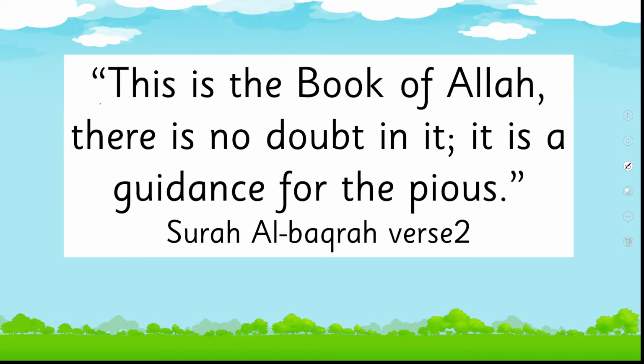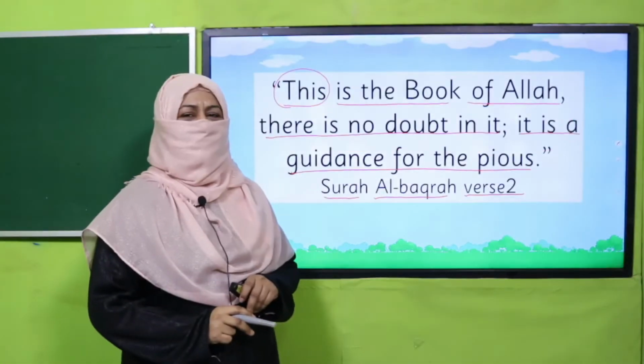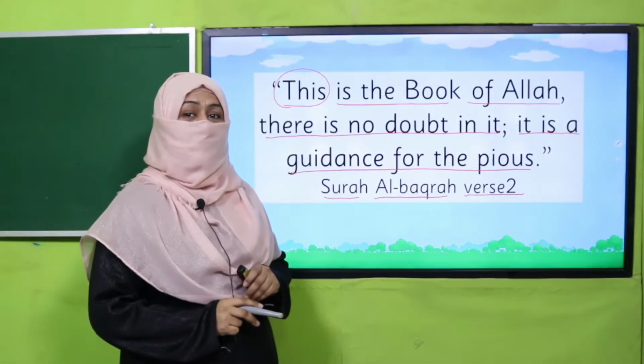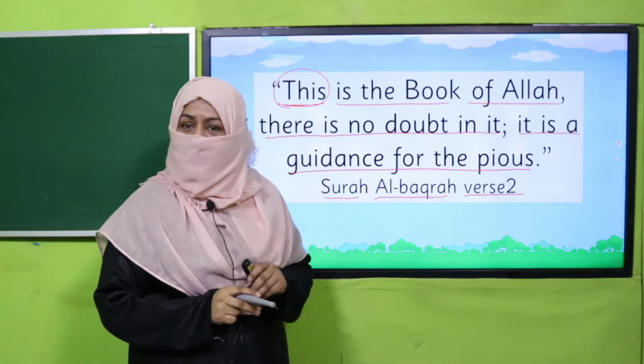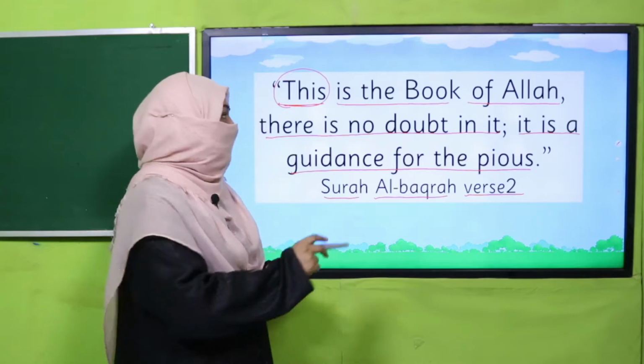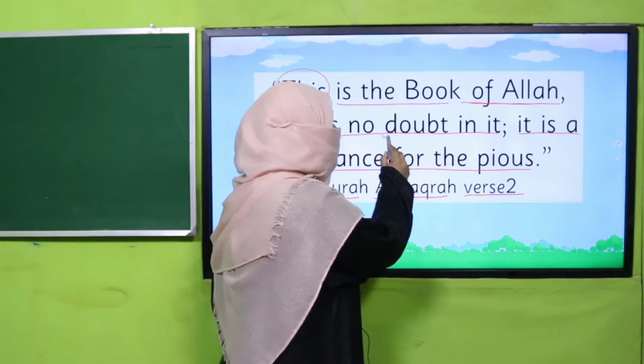Let's start with the name of Allah subhanahu wa ta'ala. Allah mentions in Quran, Surah Al-Baqarah, verse 2: This is the book of Allah. There is no doubt in it. It is a guidance for the pious. Yes, my dear children, which book are we talking about? Allah subhanahu wa ta'ala is telling us this is the book, our Quran. And this book is the book of Allah. There is no doubt in it.